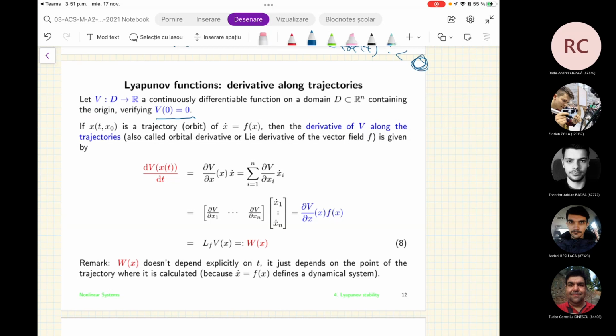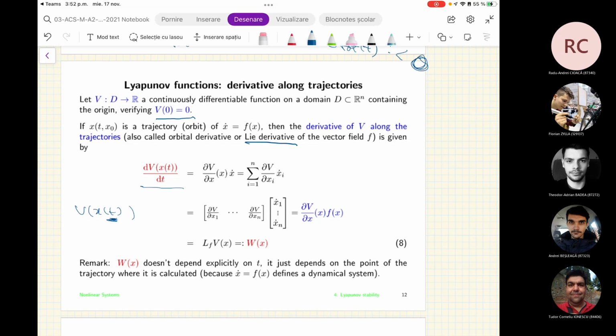If x(t) is a trajectory, an orbit of this system, then the derivative of V along the trajectory is called the orbital or Lie derivative of the vector field V, and it is given by this. You see the variation with respect to time, because V is a function of time. It's V of x(t), so it depends on time. The time variation, the dynamic of the Lyapunov function V, we compute it like this.